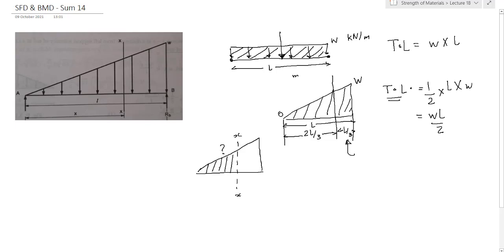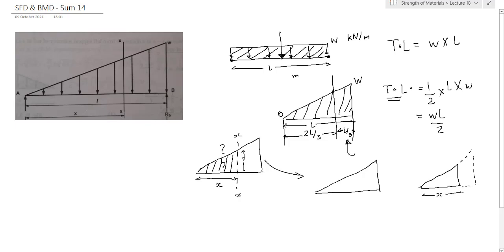How can we find out how much load this is? This will be half into base into height. So let us say that this distance is X. We know the base, but what is the value of this height? How can we find out the value of this height? We can find it using trigonometry, right? See what is happening over here. I will draw. This is the complete uniformly varying load, and this is the part that we are interested in. This is the remaining part of the triangle that we are not interested in. This distance is X.